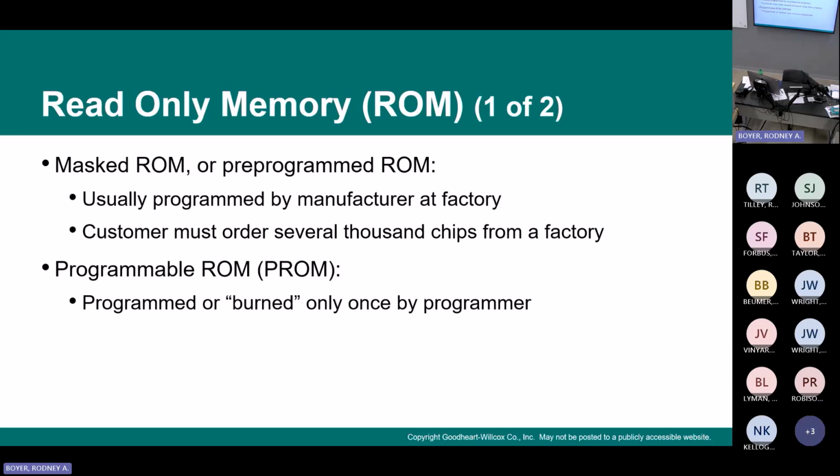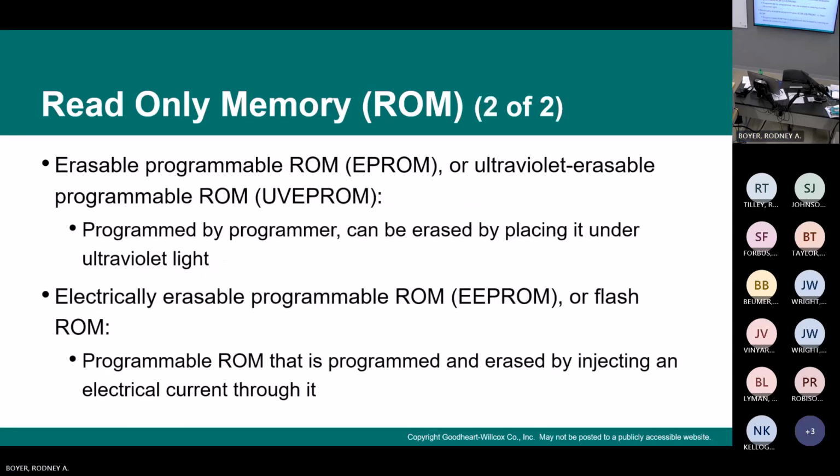Programmable read-only memory is programmed or burned only one time by a programmer. Once it's been programmed, it's done. You can't change the program in it. Erasable programmable read-only memory can be erased, but you have to put it under a relatively strong ultraviolet light to erase the chip. And then these guys have the last one, which is electrically erasable, or EEPROM, also known as flash.